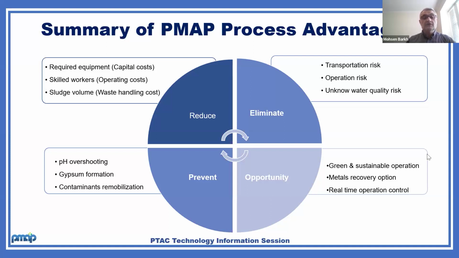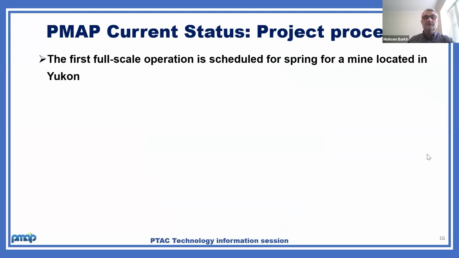We prevent the pH overshoot because our material has a buffering property. We prevent the gypsum formation as we discussed, and contamination and remobilization from the sludge to the water. Also, we create a lot of opportunities such as green sustainable operation here. We can provide a metal recovery option, and we also do real-time operation control here.